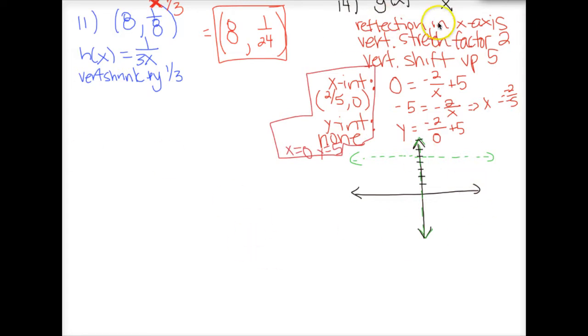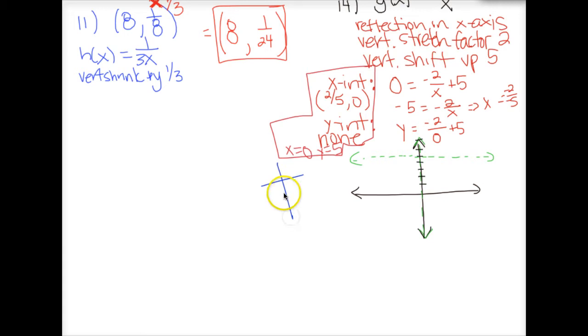So I know that there's a reflection in the x-axis, so that means that my branches are going to be in quadrant 2 and quadrant 4. I probably should have made this a little lower because I didn't leave myself a bunch of space there, but that's okay. So my branches are going to be in quadrant 2 and 4. I've already done my vertical shift up 5 because I've got my new asymptote, and I also have a vertical stretch by a factor of 2.